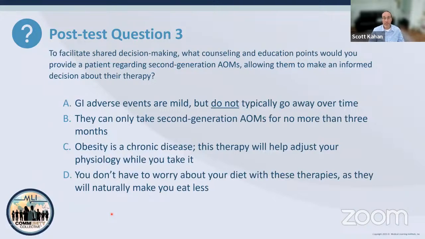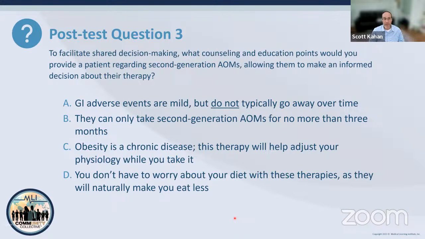And that leads into the third of our questions. So to facilitate shared decision-making, what counseling and education points would you provide a patient regarding second-generation AOMs, allowing them to make informed decisions about their therapy? Is it A, GI adverse events are mild, but they don't typically go away, so that's going to be concerning. Or they can take only a second-generation AOM for just 3 months, or obesity is a chronic disease, and this therapy will help adjust physiology while taking it, or you don't have to worry about your diet with these therapies, as they just magically work, and the weight just comes off without even trying.